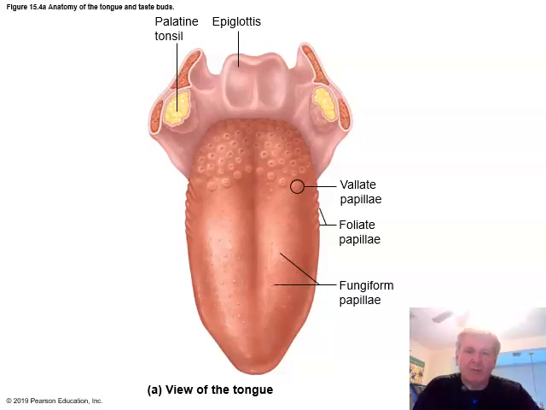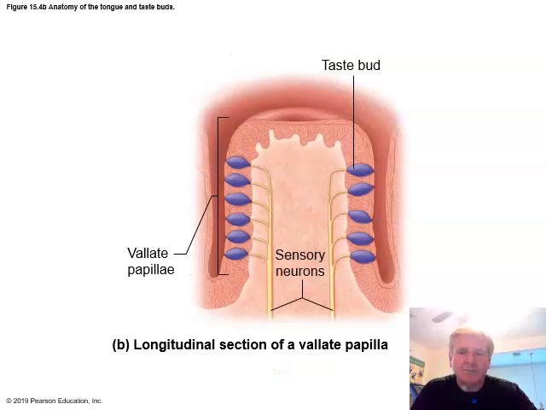Of course, the vallate papillae will have hundreds of taste buds, and then the fungiform papillae located at the very tip of the tongue and on the dorsal side of the tongue, they'll have numerous taste buds also. Notice your palatine tonsils in the back of your oral cavity and your epiglottis in the middle.